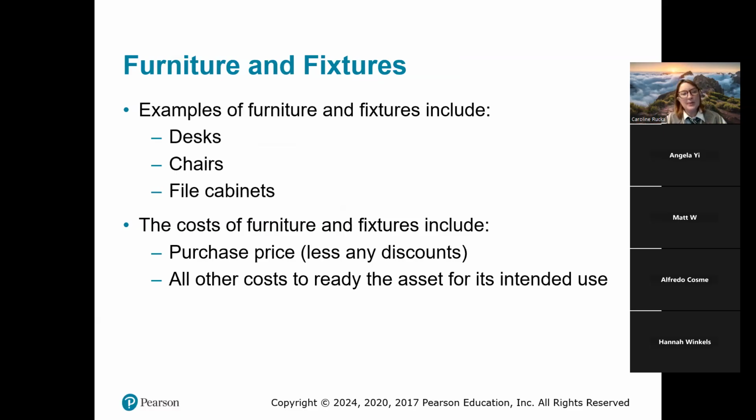Another thing that might go in your building is furniture and fixtures, like desks and chairs and filing cabinets. All of those are going to be depreciated. The equipment from the last slide also depreciated. The cost of that furniture is going to include the purchase price and all the other costs needed to ready that item for its intended use. So delivery costs, assembly costs, anything like that.